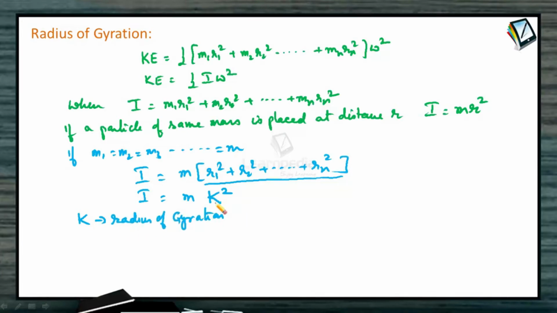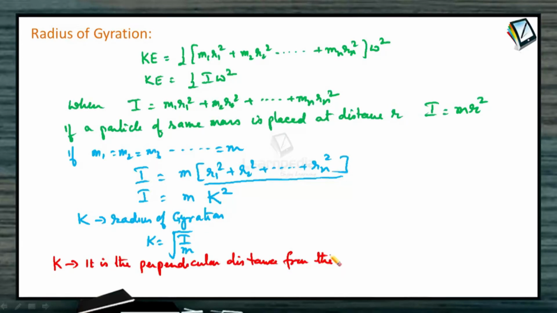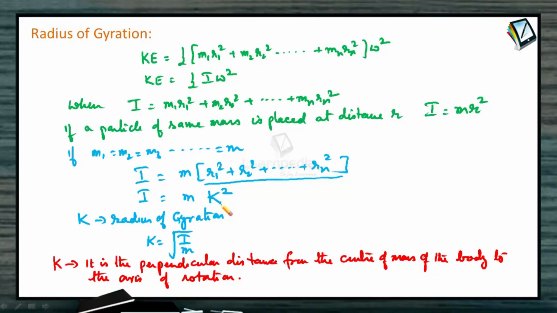It is the perpendicular distance from the axis of rotation where the total mass of the body is supposed to be concentrated, or it is the perpendicular distance from the center of mass to the axis of rotation. K can be written as under root of I by m. K we can define as the radius of gyration. It is the perpendicular distance from the center of mass of the body to the axis of rotation. If a mass m is placed at a distance of k, then it will have the same moment of inertia as that of the rigid body.